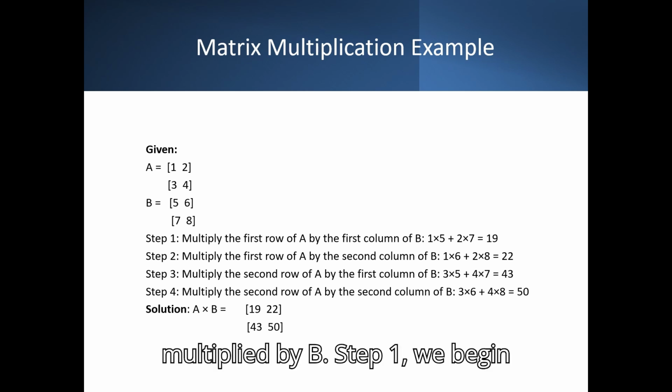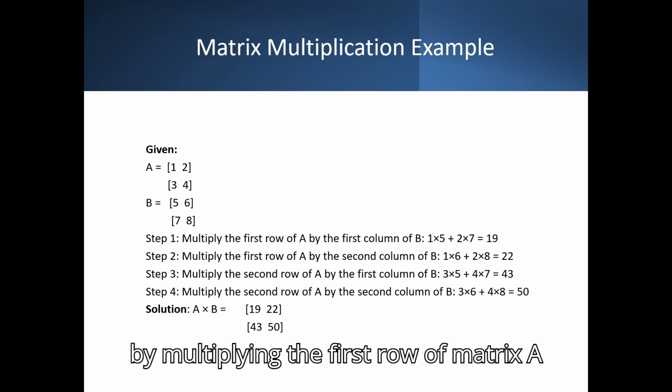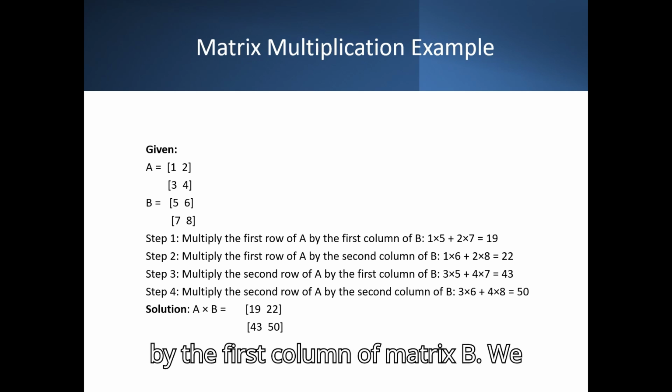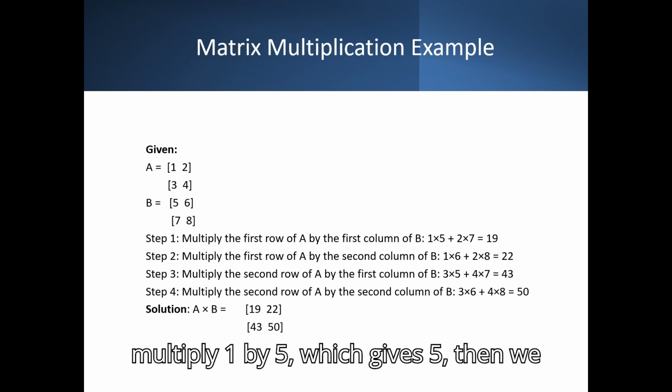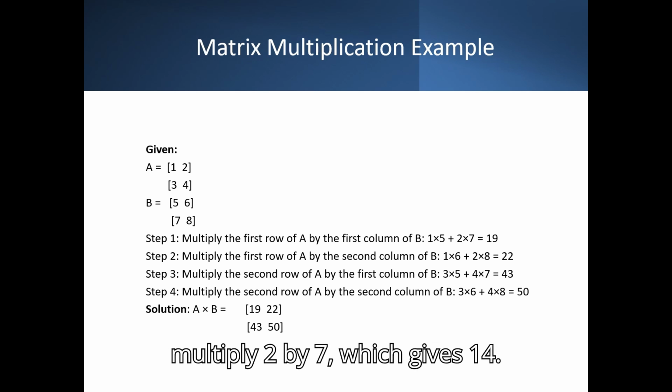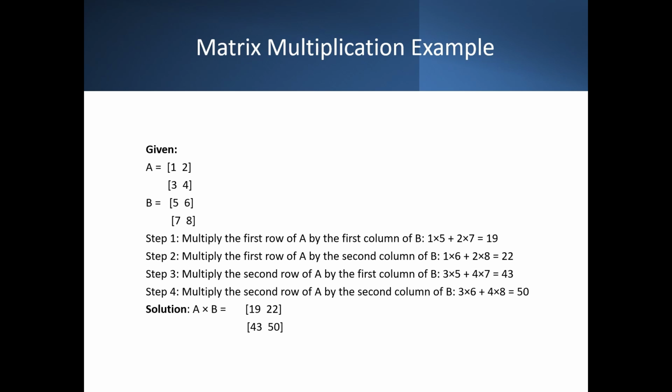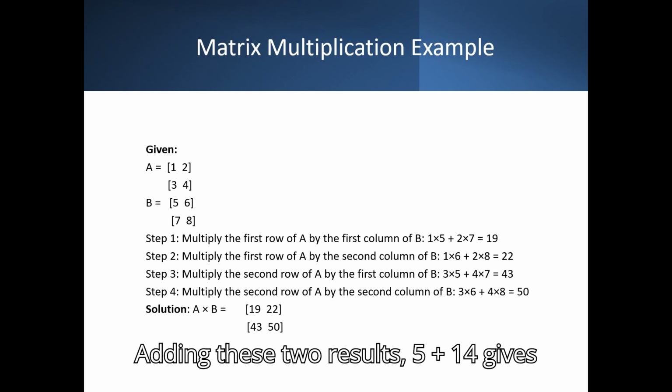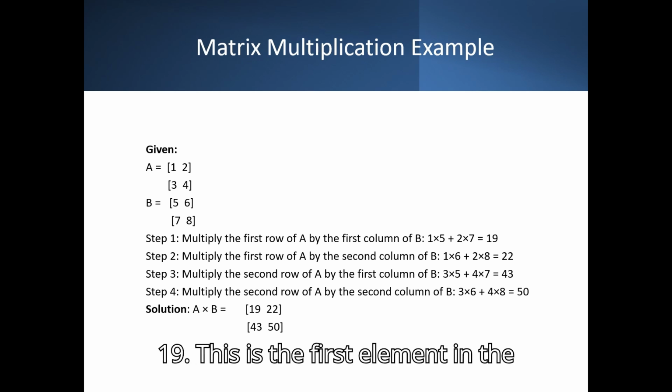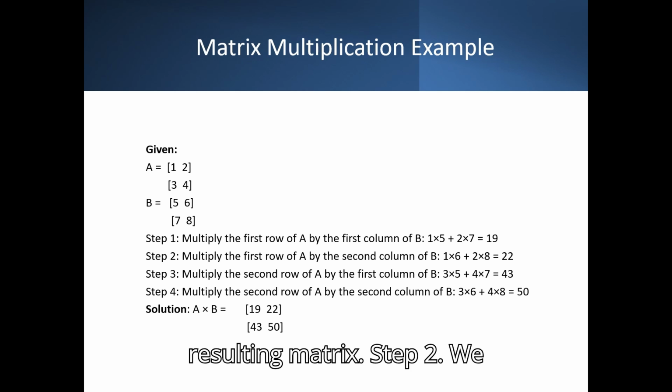Step 1, we begin by multiplying the first row of matrix A by the first column of matrix B. We multiply 1 by 5, which gives 5, then we multiply 2 by 7, which gives 14. Adding these two results, 5 plus 14, gives 19. This is the first element in the resulting matrix.